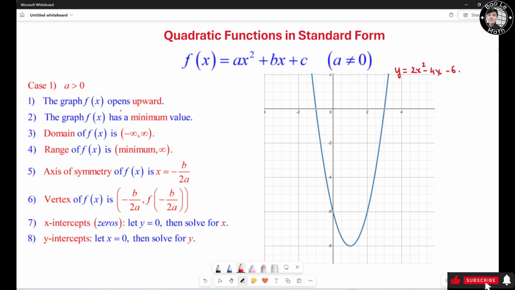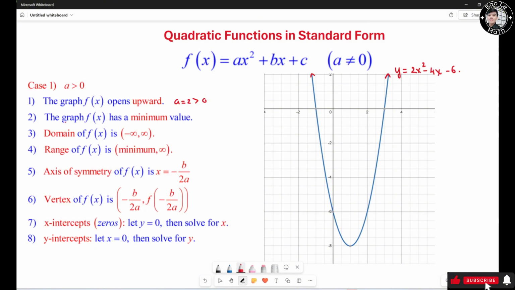Now, we need to identify the characteristics of this function. The graph opens upwards, right? Because a equals 2, a equals 2 greater than 0. That's why the graph opens upward.